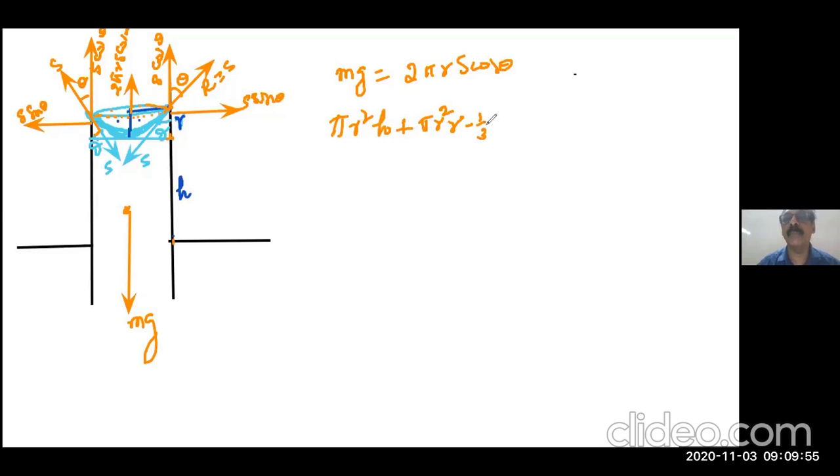Minus 2 by 3 of pi r cubed. The volume of the entire sphere is 4 by 3 pi r cubed. This is a hemisphere, so 2 by 3 pi r cubed. Agreed? Yes, sir. So this is the volume.